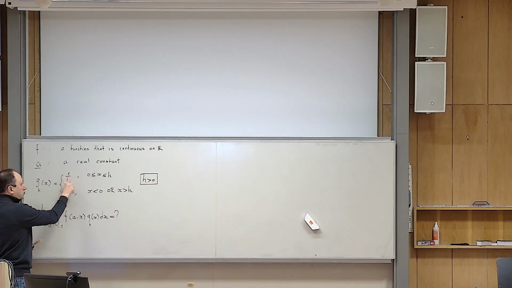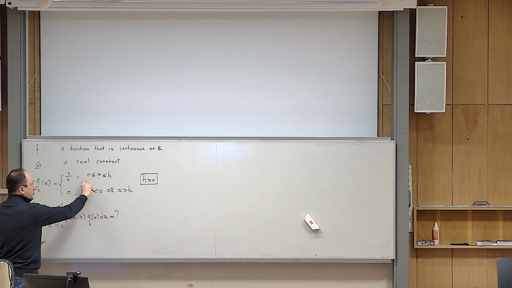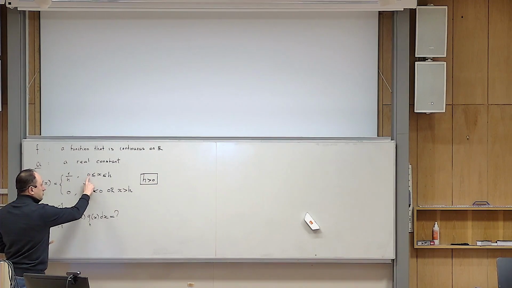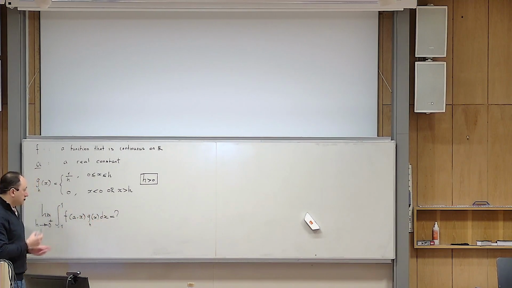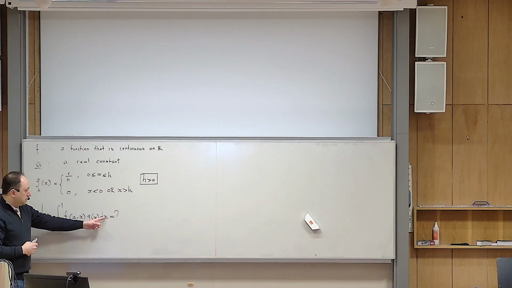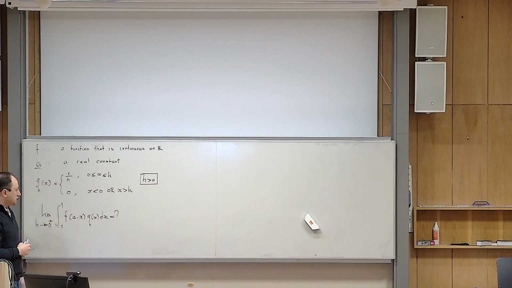It is 1 over that h if x lies somewhere in the closed interval from 0 to h, and it becomes 0 otherwise. And then we want to calculate this limit of this integral when h approaches 0 from the right-hand side. So first of all, I want you to understand what is happening here. This is an integral, and the variable of the integral is x. And a is also fixed.